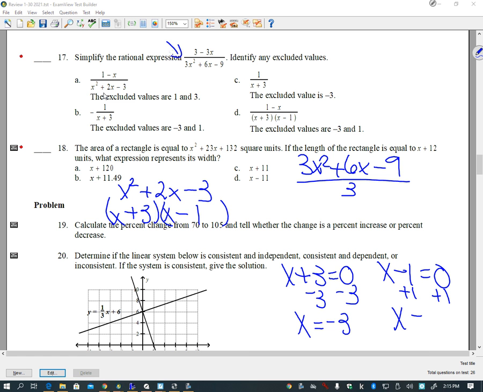In fact, what we're saying is that x cannot equal negative 3 and x cannot equal 1, because those numbers would cause the denominator to equal 0. Correct? So my excluded values are 1 and negative 3. Now, our problem is that there's more than one answer. B and D both have those excluded values. So we've narrowed it down, but we're not done yet. Does that make sense?